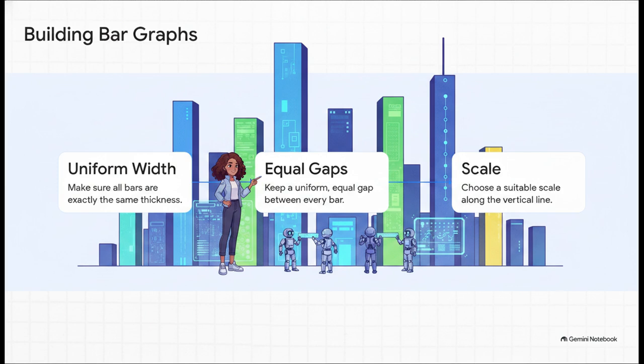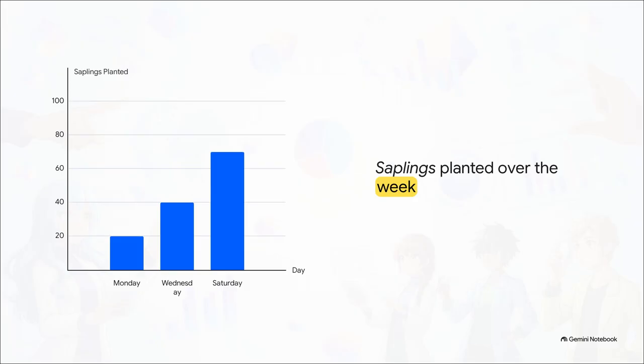And third, you have to choose a suitable scale along the side, like counting by 10s or maybe 20s, so that the heights of your bars actually make sense. And this is exactly why those rules matter so much. Think about a bar graph showing how many tree saplings a school planted over a week. When you follow the rules, it looks so clean. The days are lined up on the bottom, and the numbers are on the side, climbing up steadily by tens.